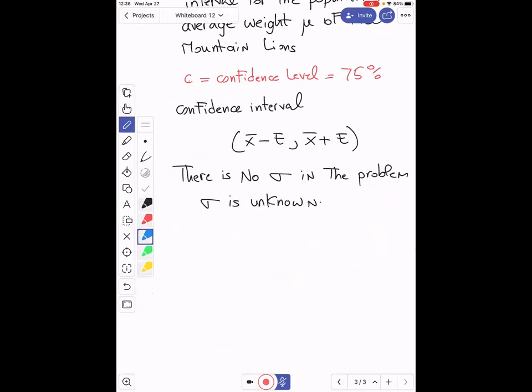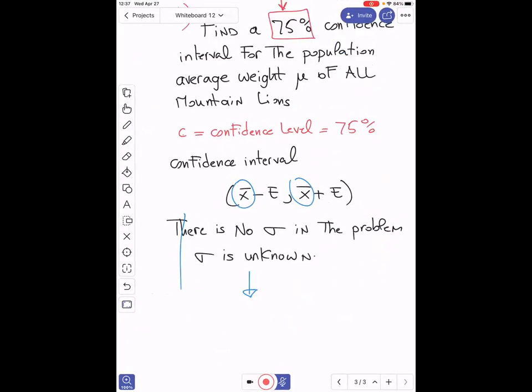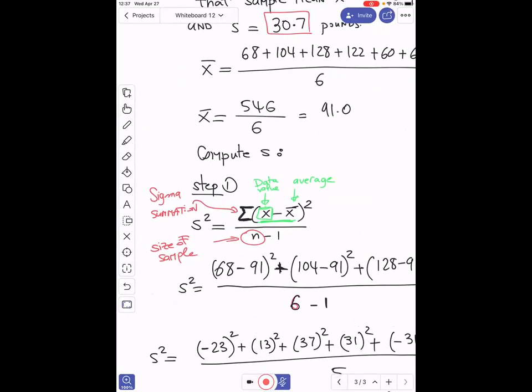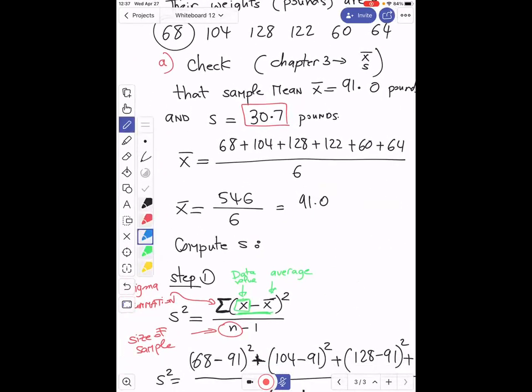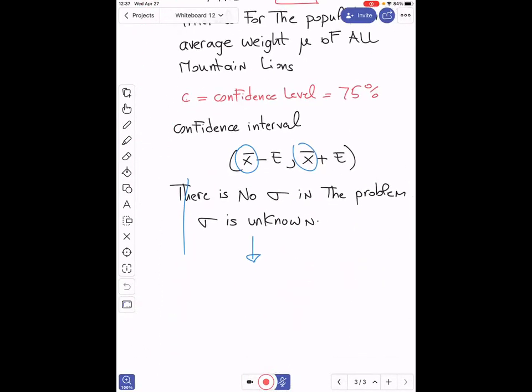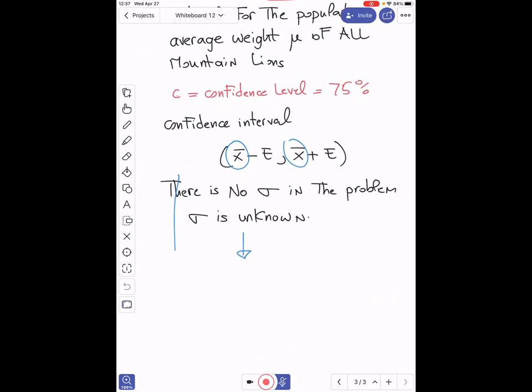Because sigma is unknown, I know X bar, right? X bar is from part A, sorry. We know X bar, the average. We said the average X bar is 91, so there's no problem with X bar. We computed it. The problem is with the E, and because sigma is unknown, this E is equal to T subscript C times S over square root of N.